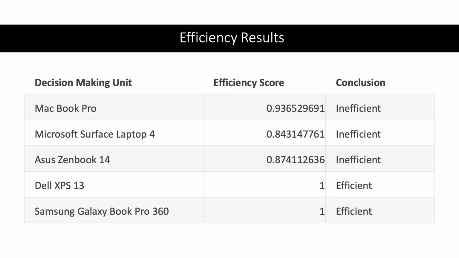As you can see, the MacBook Pro, Microsoft Surface Laptop 4, and the Asus ZenBook 14 all got a score less than 1, which means that they are inefficient. Dell XPS 13 and Samsung Galaxy Book Pro 360 both received a score of 1, which means that they are efficient. In the next slide, you will see how the laptops with an inefficient score can be improved to become efficient.